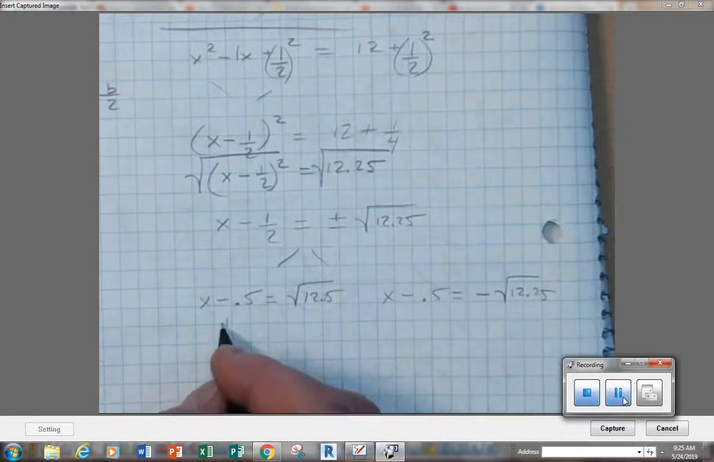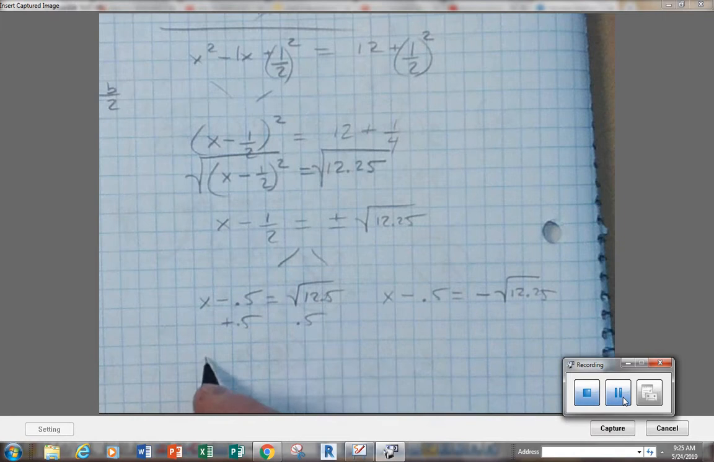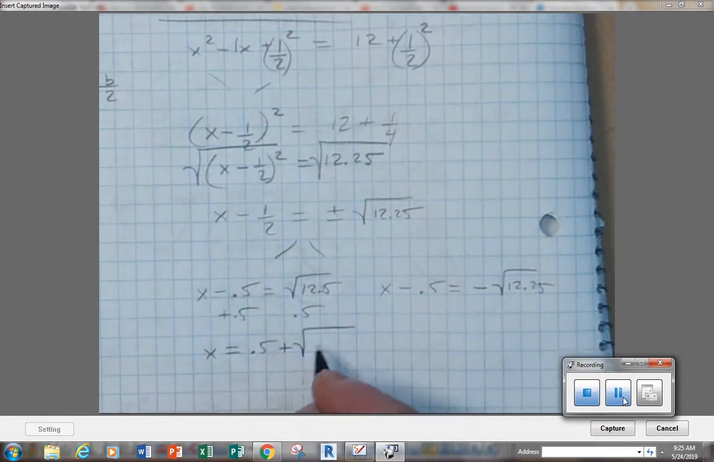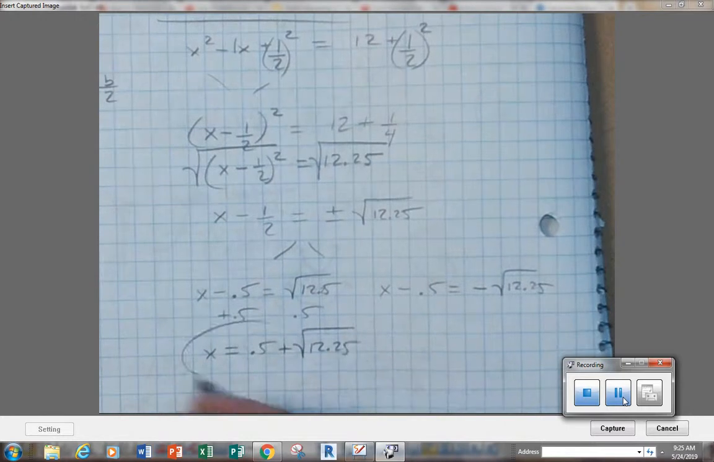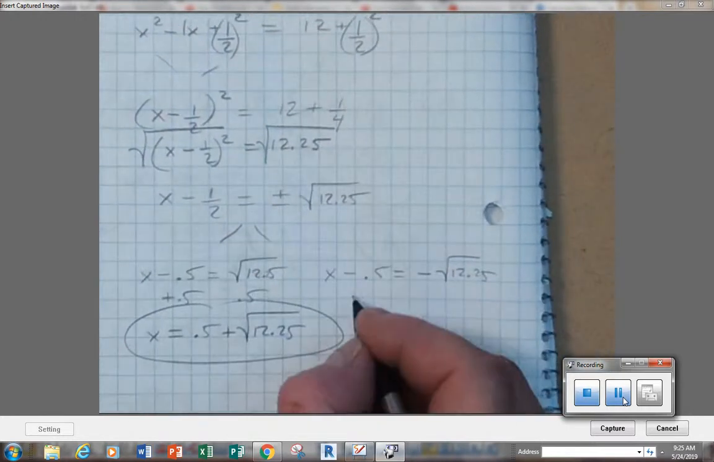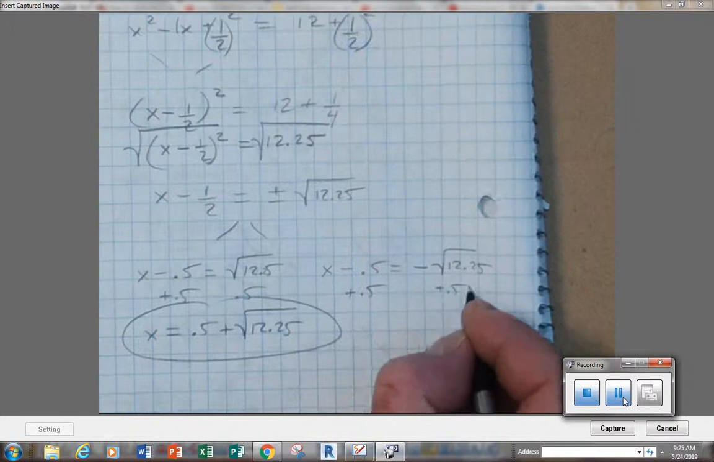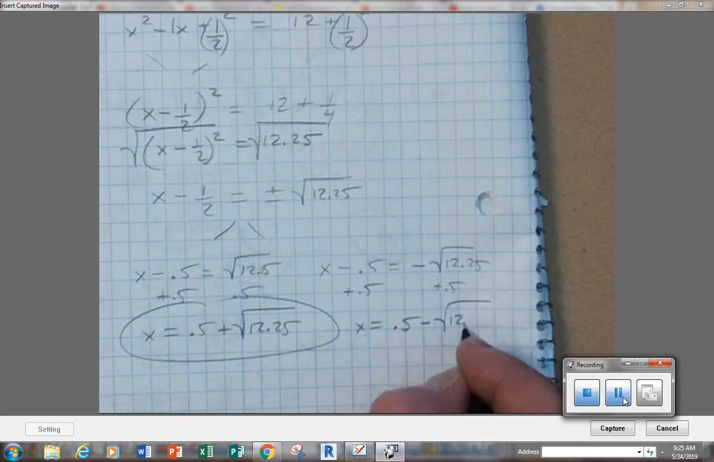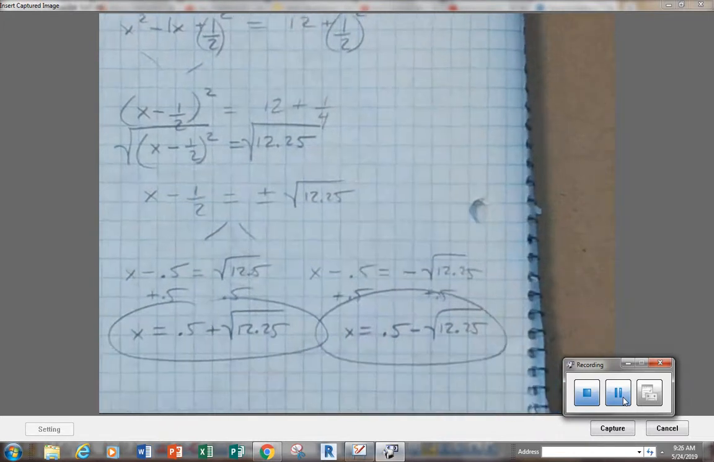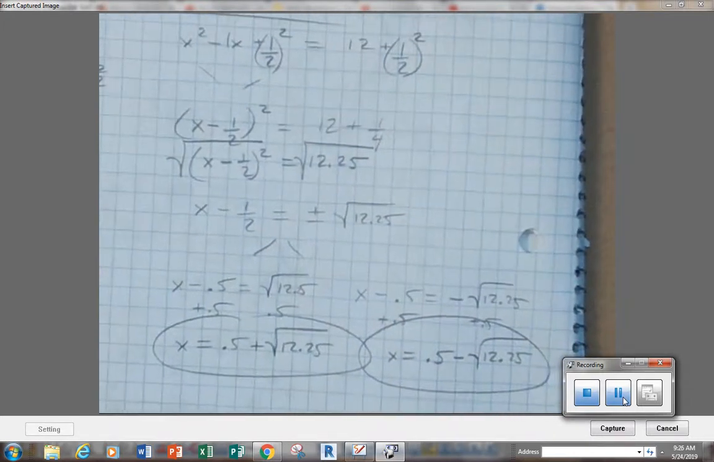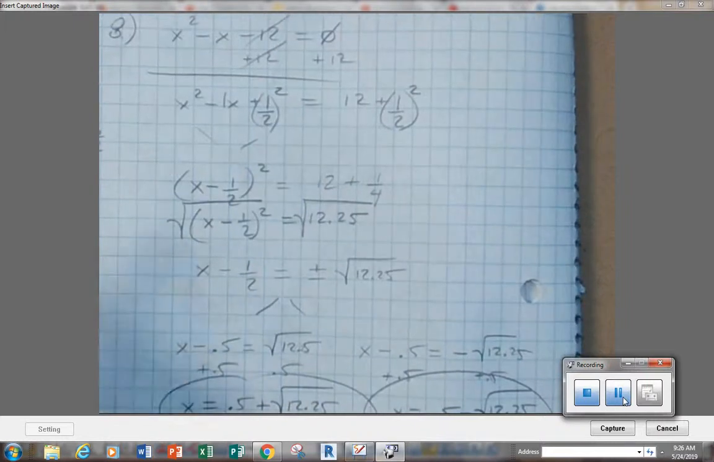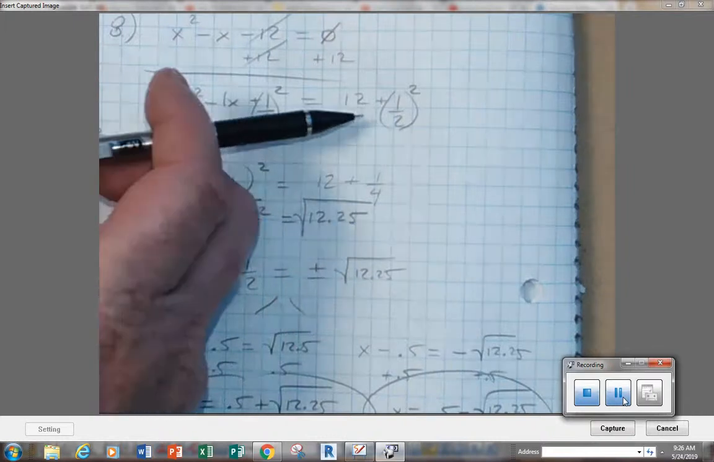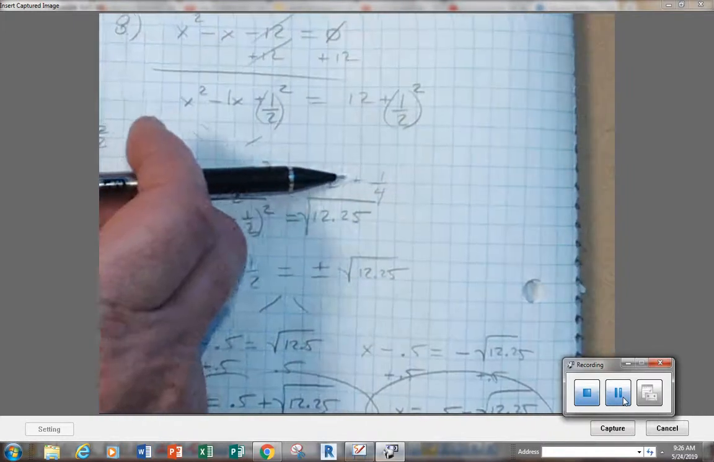So over here I'm going to add 0.5. So one answer is 0.5 or 1/2 plus the square root of 12.25, I believe. And the other one gives me 0.5 minus the square root of 12.25. Pretty sure on that one. We will have to double check, but again, half of b, which is 1, half of b is 1/2 squared. That's what I'm adding to both sides. Gives me 12 1/4, 12.25.